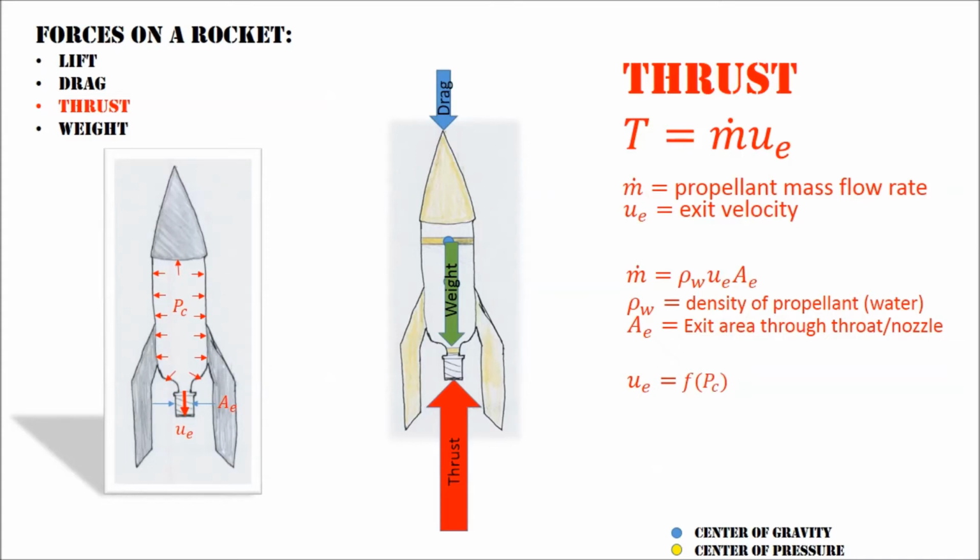The exit velocity is a function of chamber pressure. The calculation is beyond my scope, but to simplify, if I increase the chamber pressure, I increase the exit velocity. Thus, the thrust will increase.